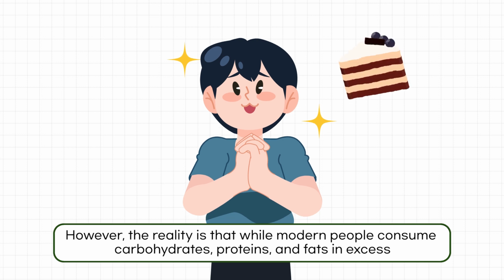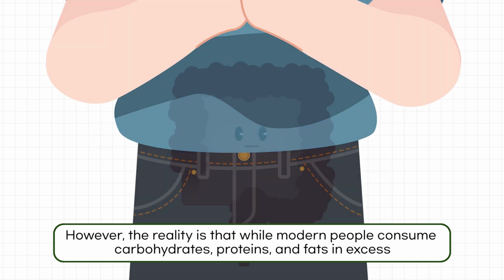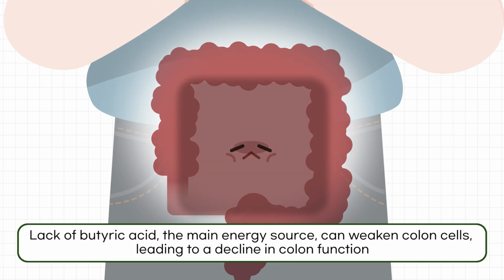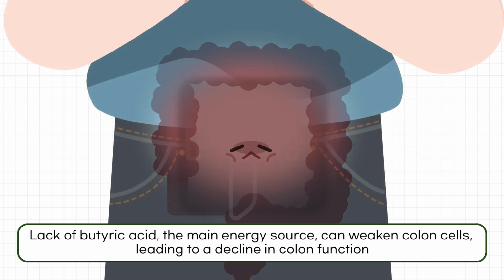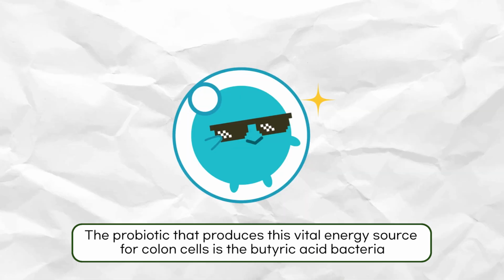However, the reality is that while modern people consume carbohydrates, proteins, and fats in excess, their intake of dietary fiber, which facilitates the production of butyric acid, is markedly insufficient. Lack of butyric acid, the main energy source, can weaken colon cells, leading to a decline in colon function. The probiotic that produces this vital energy source for colon cells is the butyric acid bacteria.